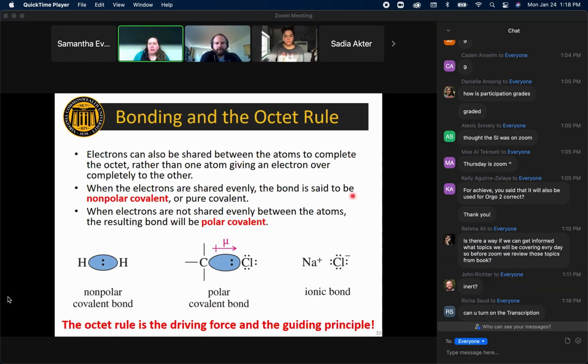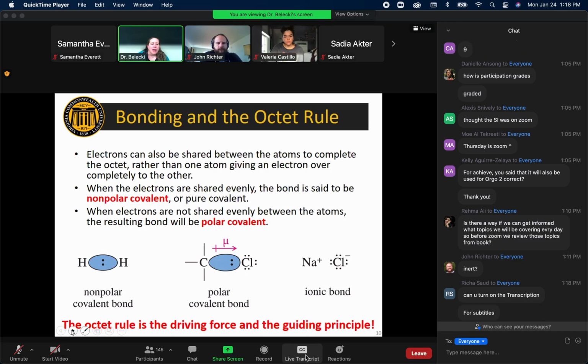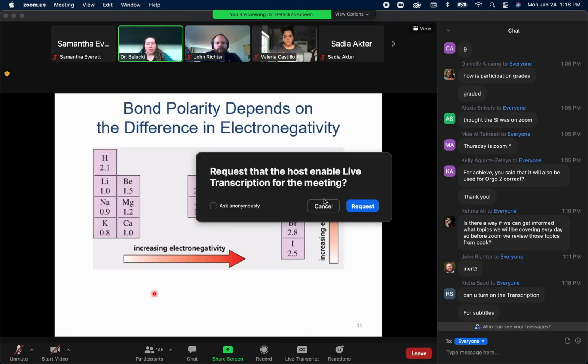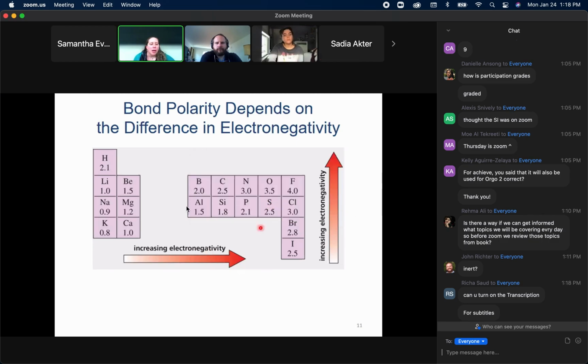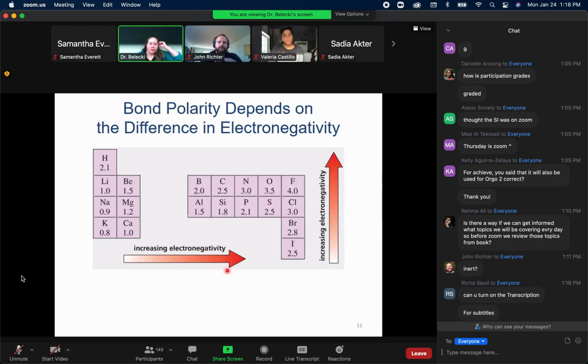Okay, so how do we know if we're going to make a covalent bond or a polar covalent bond or what? Well, that has to do with the electronegativity.